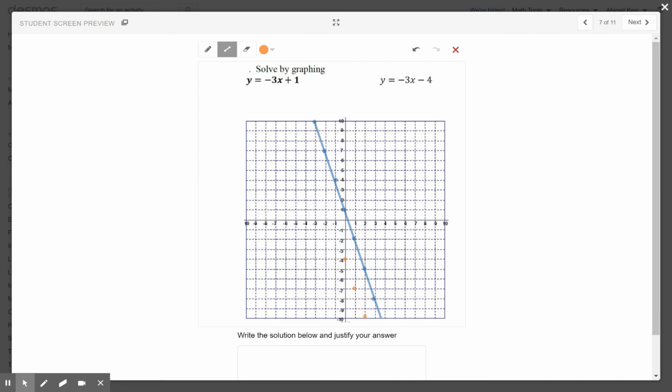Notice that the distance between my orange and blue dots is the same, because if you notice, the slope is -3, -3 for both of them. Then look at the y-intercept. The y-intercept for my blue line was +1, and my y-intercept for my orange line was -4. So same slope, different y-intercepts makes it parallel lines. So the answer would be no solution. They do not cross.